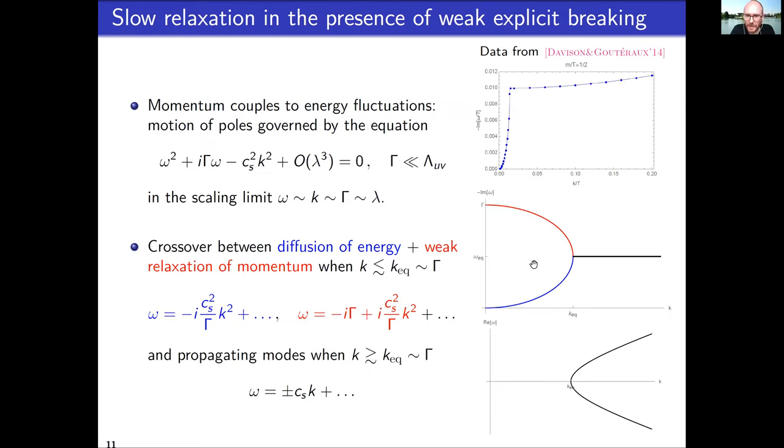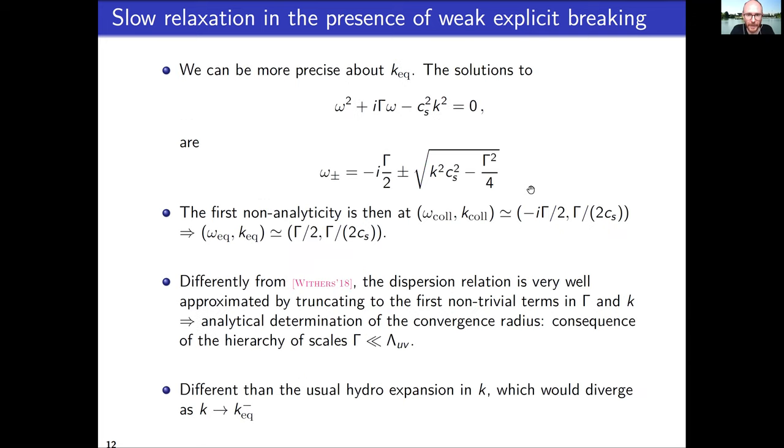All right, so we've got this effective picture and we see that it matches well what happens when you actually calculate things. Now we can be a bit precise about this equilibration scale. So let's go back. Again, let me remind you, we're looking at the solutions of this equation, which are simply this. And then it's clear that there's a non-analyticity where the radicand vanishes.